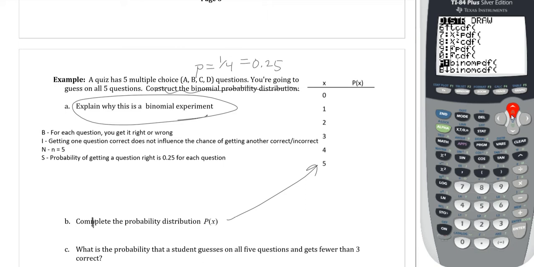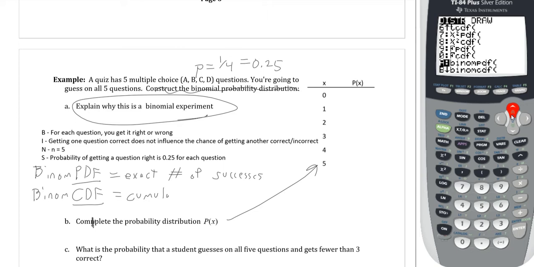Binompdf is used to find an exact number of successes. So I'll even write that here. Binompdf is for an exact number of successes. Whereas Binomcdf, CDF stands for cumulative distribution, whereas P just stands for probability. C stands for cumulative, so this is a cumulative number of successes.